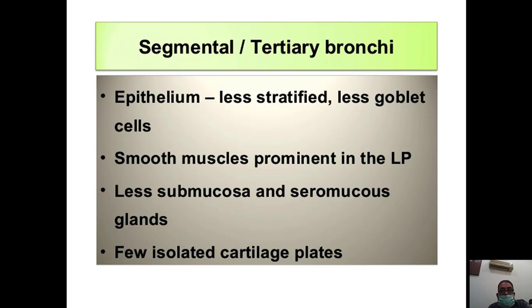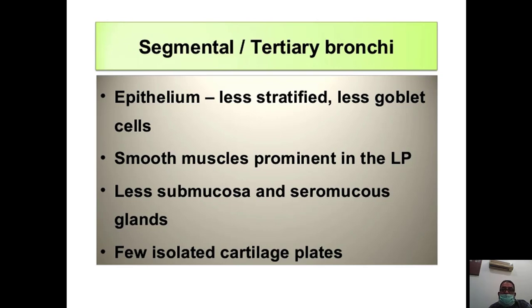In the segmental or tertiary bronchi, the epithelium is the same as the trachea, but with fewer goblet cells. Over here, the goblet cells start vanishing. Initially they are present in the principal bronchus, then the segmental bronchus, but at the level of the tertiary bronchiole, the goblet cells all vanish.